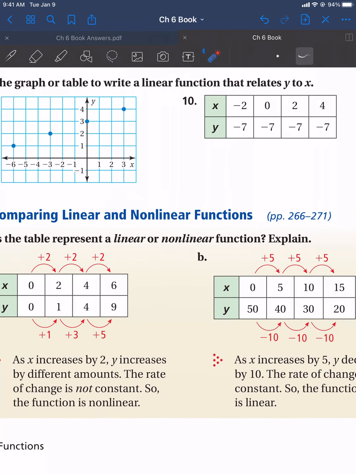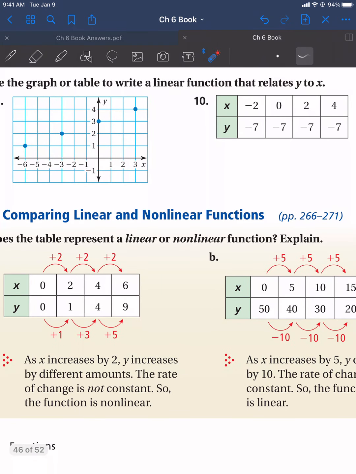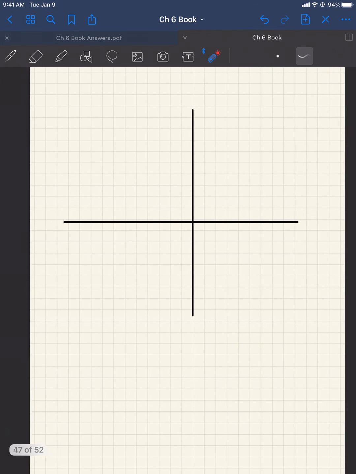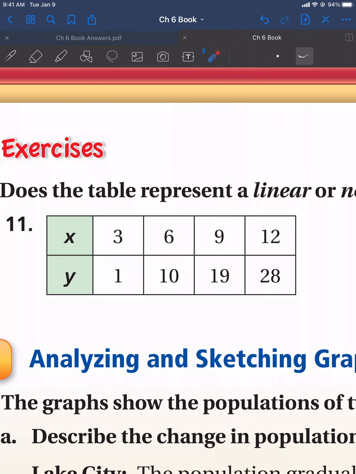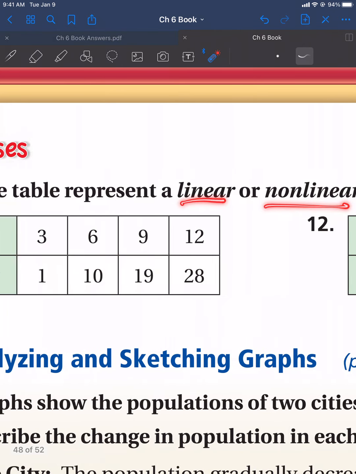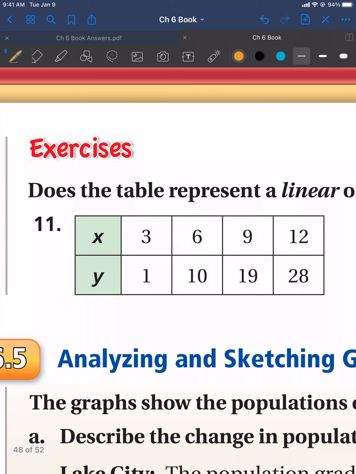Okay, you guys have any questions about either of those? Pretty simple? Okay. We're going to go on. These are the example problems. Does the table represent a linear or a non-linear function? So first, let's go find patterns. 3 to 6 is plus what? 6 to 9 is plus 3. Oh, awesome so far, right? Okay, we like this. Now what? Oh, that's beautiful.